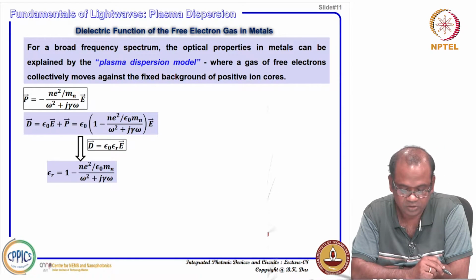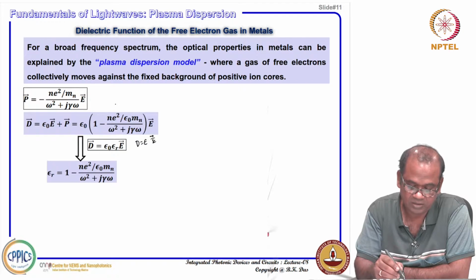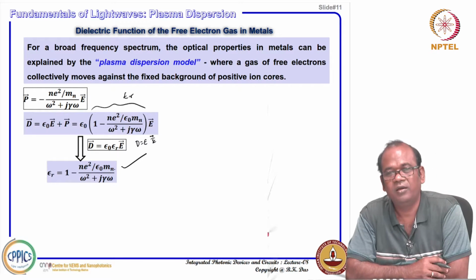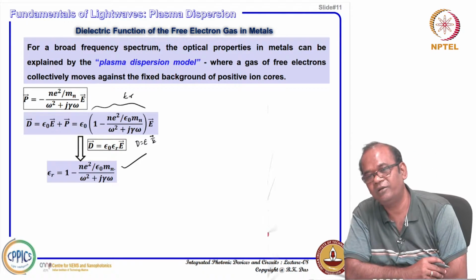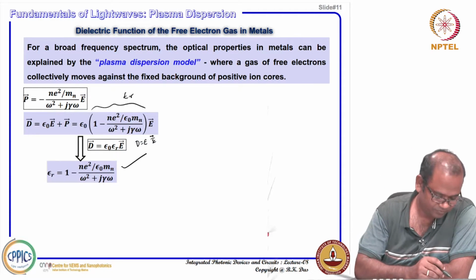Now, if I think that D equals epsilon 0 epsilon r E, that is D equals epsilon E as we write, right. So that means I can write epsilon r from here, if this one is epsilon r, D equals epsilon 0 epsilon r E. So epsilon r will be this one, just whatever is within the bracket, that is actually the epsilon or dielectric constant of free electrons with some damping constant that you have considered.